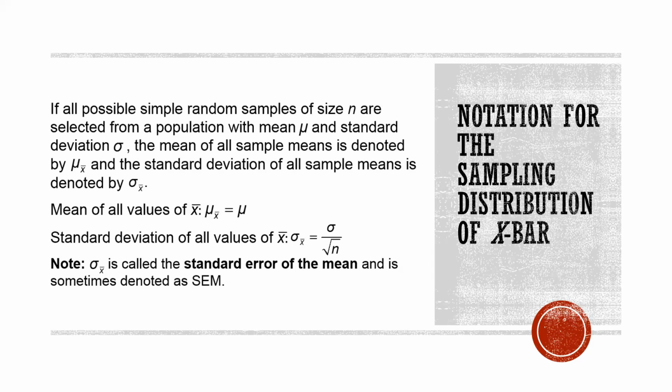So again, this is just reminding you what each of these things are. The mean of the sample means is equal to the mean. The standard deviation of the sample means is not equal to the original standard deviation. You need to divide by the square root of n.